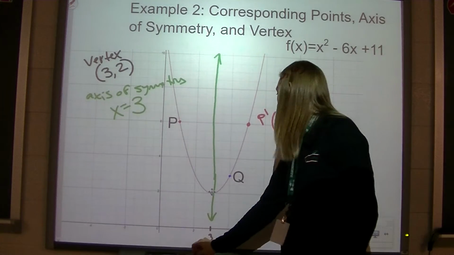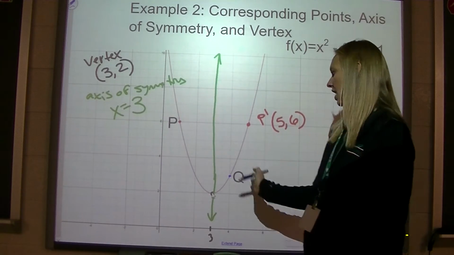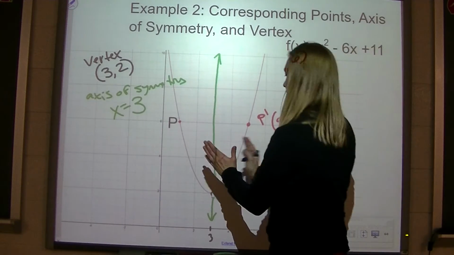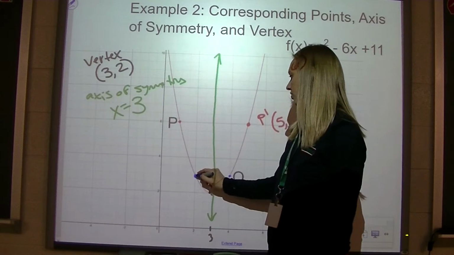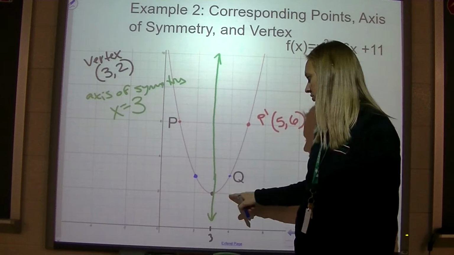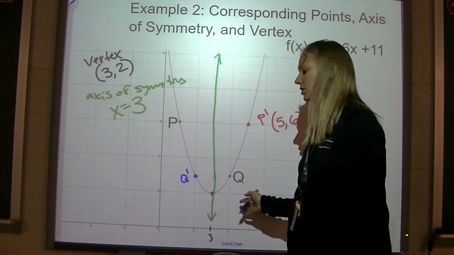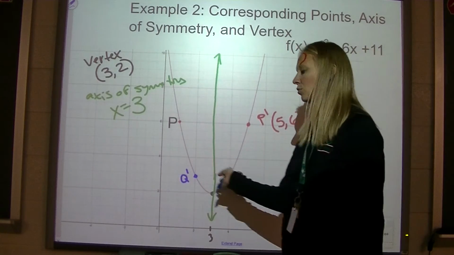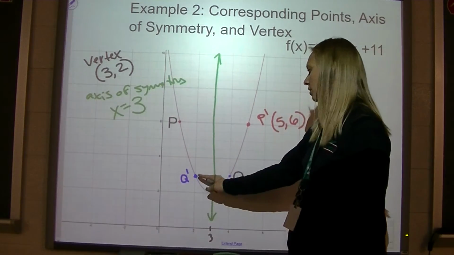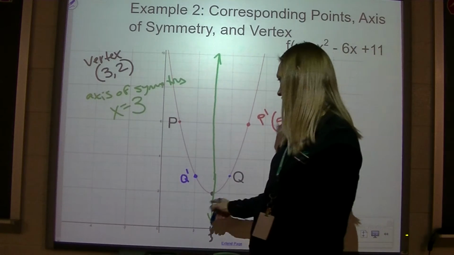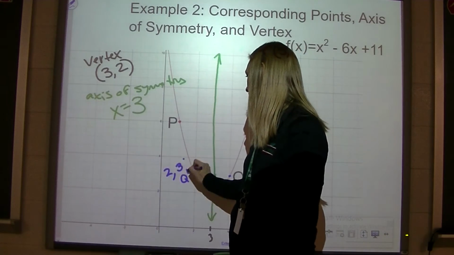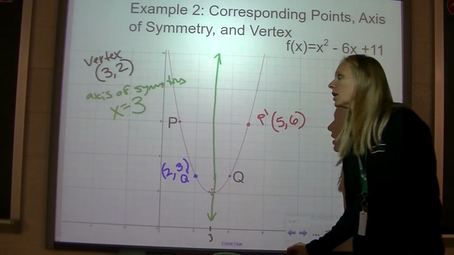And then Q prime, again, has to be corresponding. So if it folded, it would land on top of it. And you can see that point here, because Q is 1 to the right and 1 up. Q prime also has to be 1 away and 1 up. So I'm going to go 1 to the left and 1 up. And that takes us to (2, 3) is Q prime.